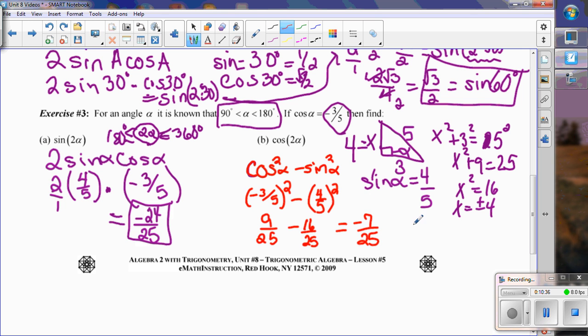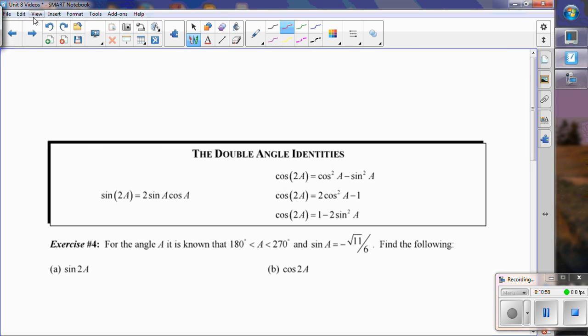Now, by knowing that cosine is negative and sine is negative, we actually know, and this question wasn't actually asked, that 2 alpha is in quadrant 3, because both the cosine and the sine are negative, and that only happens in quadrant 3. That's a little pre-calc for you. All right, so move on to the next page.